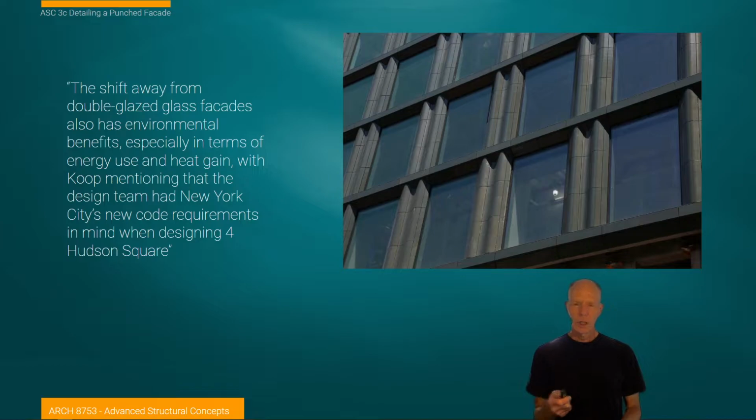But in the write-up of this, I noticed this was a significant statement: "A shift away from double glazed glass facades also has environmental benefits, especially in terms of energy use and heat gain. What Coop mentioned in the design team had New York City's new code requirements in mind when designing this building." So what's going on there is they're realizing that this punch facade concept means that we're reducing the amount of glass area. We're not looking at just double glazed glass facades. We're looking at things that have opacity to them, and that opacity gives us a chance to add that insulation and create higher performing sections within that area.